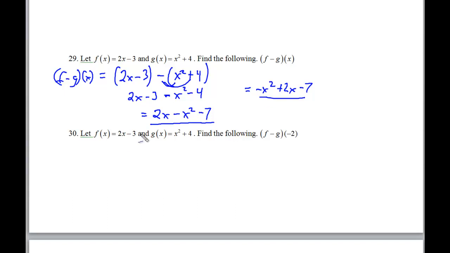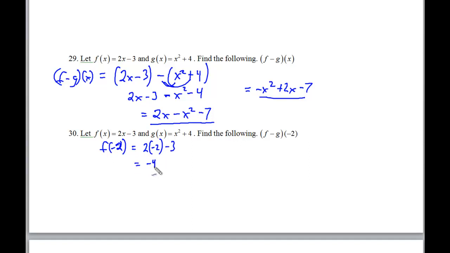Now in this problem here, I want to show you two ways that you could solve it. We're going to take the same equations from up above and find out what will happen when we go f minus g at the value of negative 2. So what I'm going to do is take my f of negative 2 here. All right, so I'm going to plug in negative 2 for this.